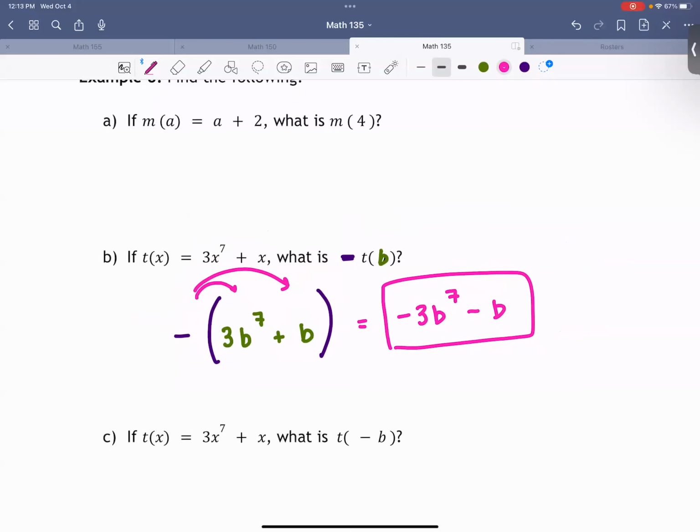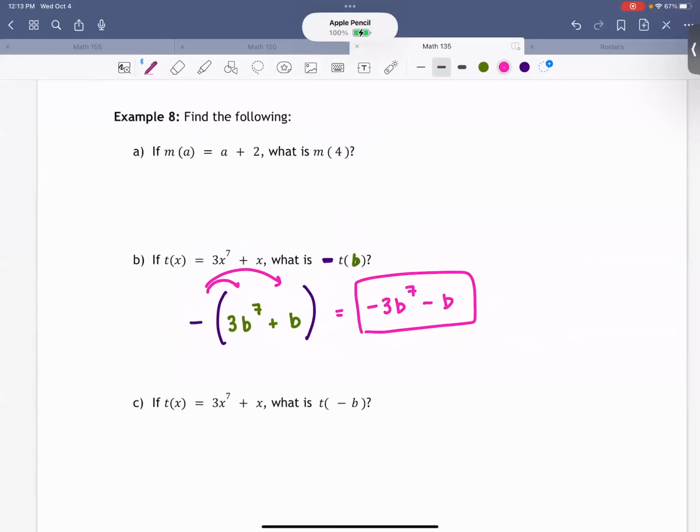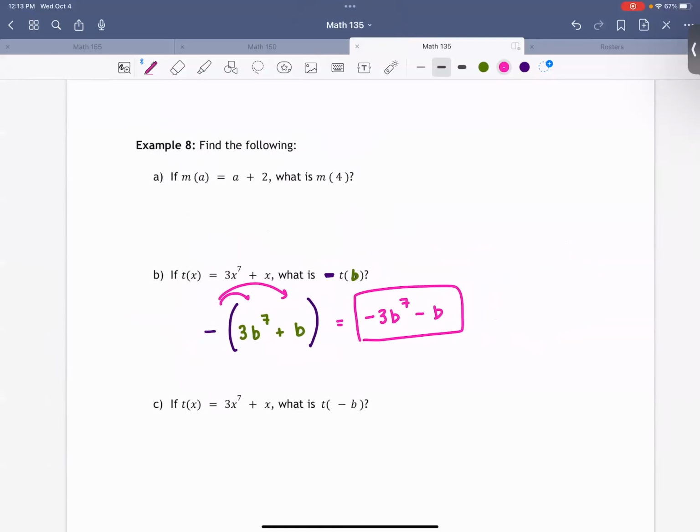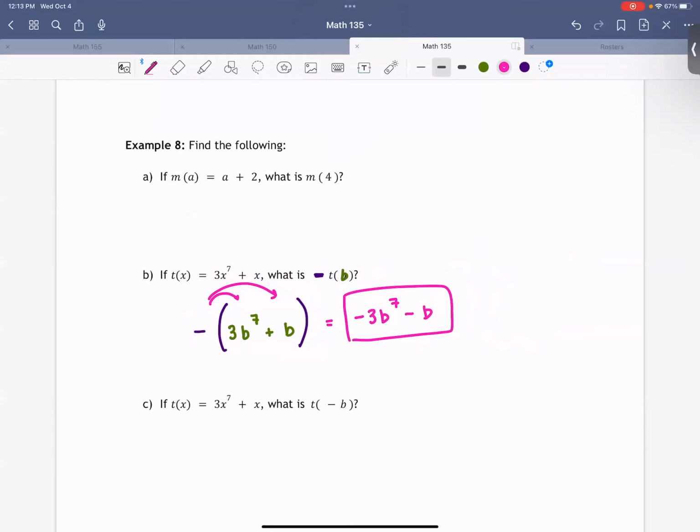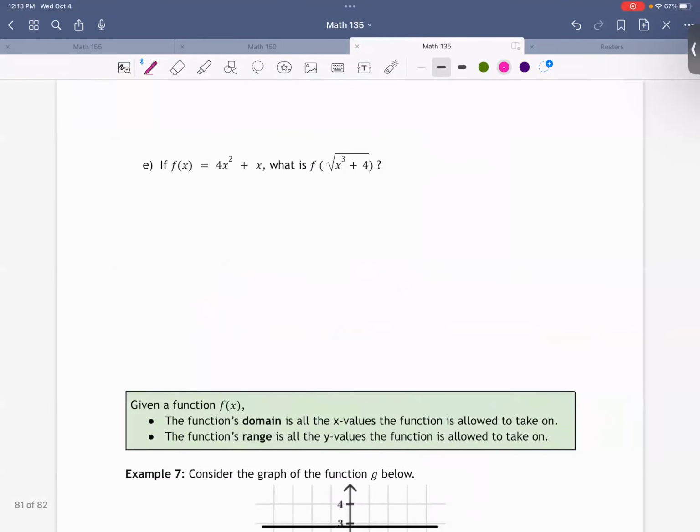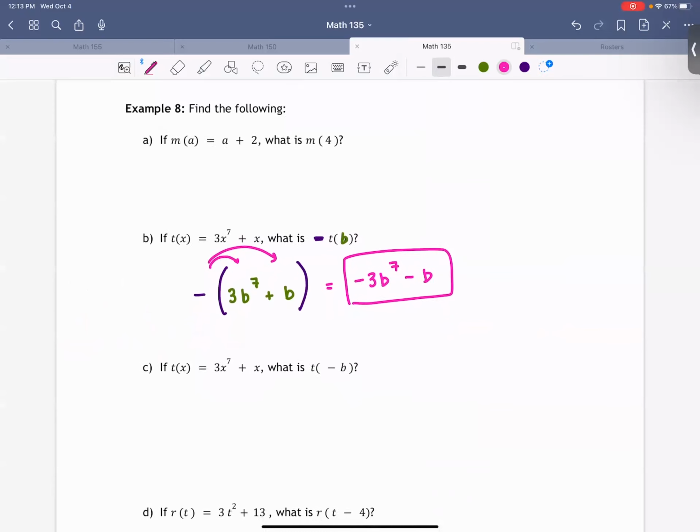All right, any questions on part B? All right, I am going to leave you alone for parts A through E, okay? There actually is a part E on the back if you want to try that as well. But I'll be around to check to see if you're on the right track.